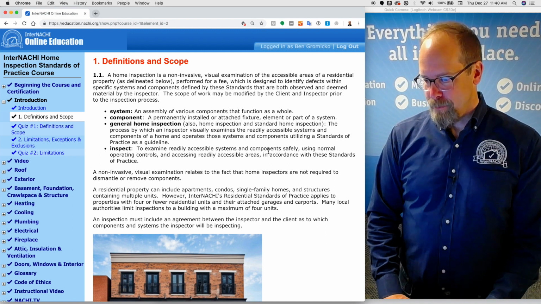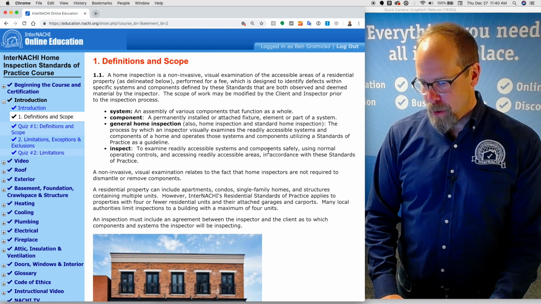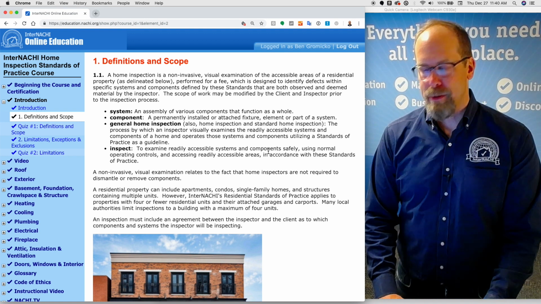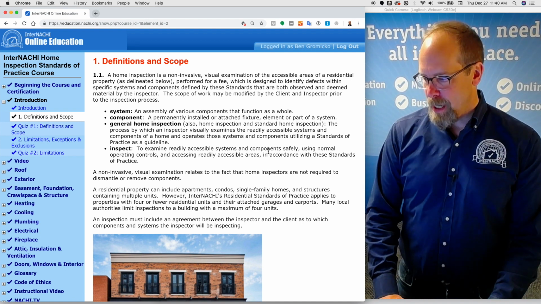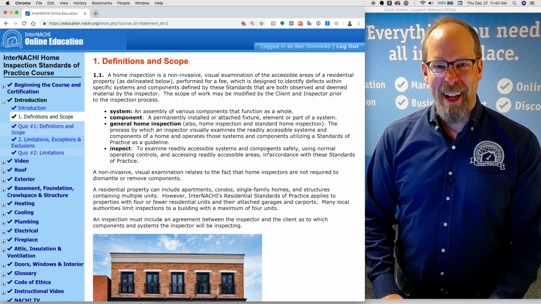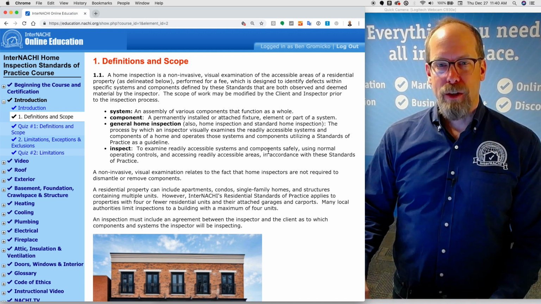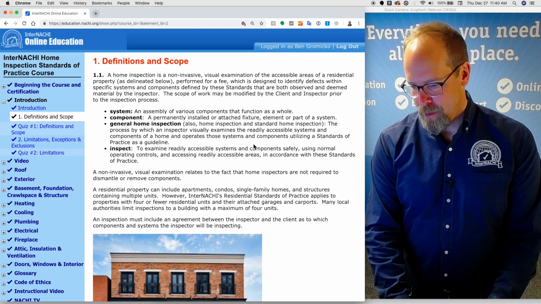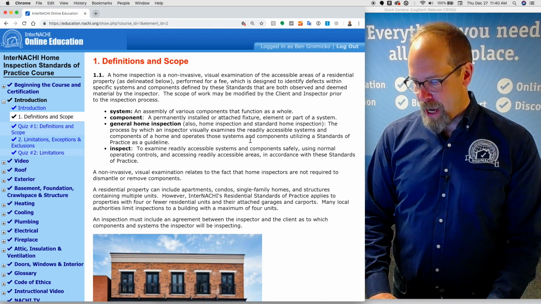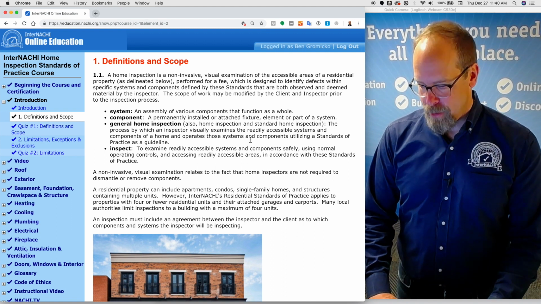And a general home inspection, also a home inspection or a standard home inspection, is the process by which an inspector visually examines the readily accessible systems and components of a home and operates those systems and components using the standards of practice as a guideline. And the word inspect, we use that a lot, to examine readily accessible systems and components safely using normal operating controls. A non-invasive visual examination relates to the fact that home inspectors are not required to dismantle or remove components.